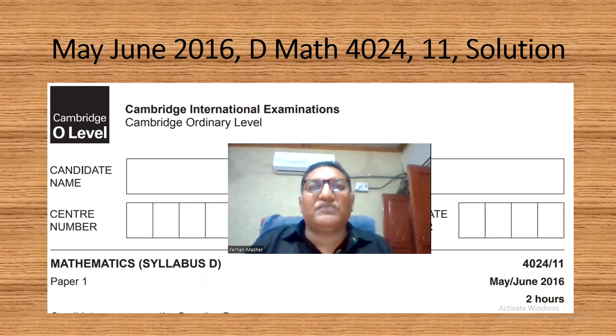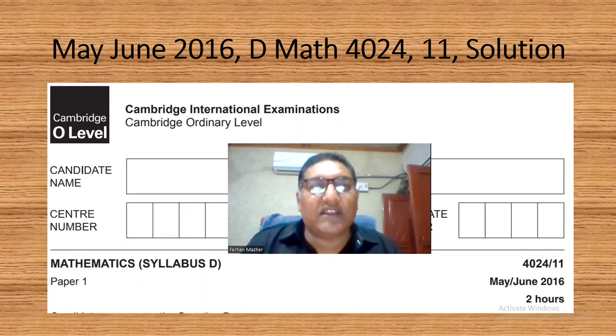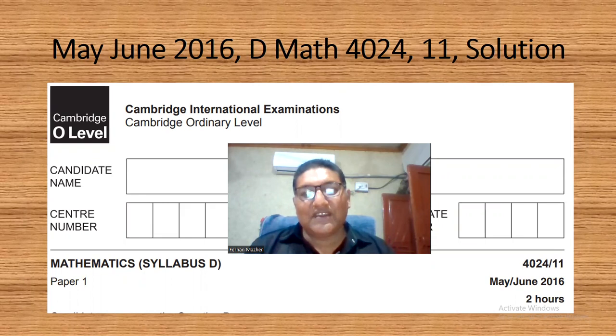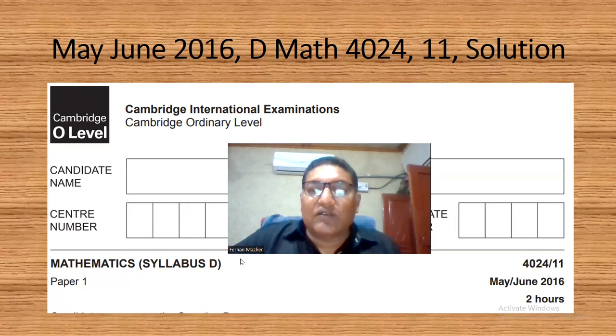This is Cambridge Mathematics Syllabus D. Today we have set our hearts to solve a Paper 1, and for this purpose we have selected the May-June 2016 1-1 paper. This Paper 1 belongs to Zone 1, or you can say it belongs to Variant 1. The time allowed for this paper is 2 hours, and the calculator is not allowed in this paper. So let's start. So here we go.